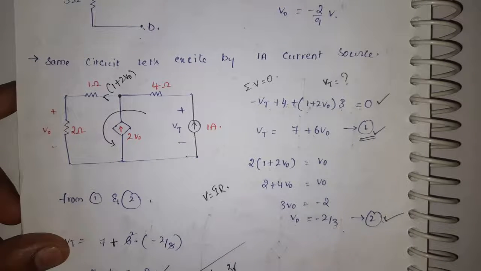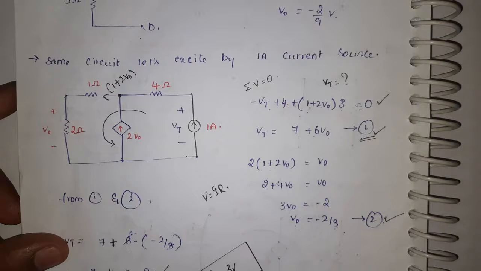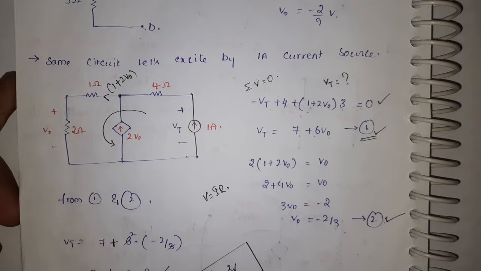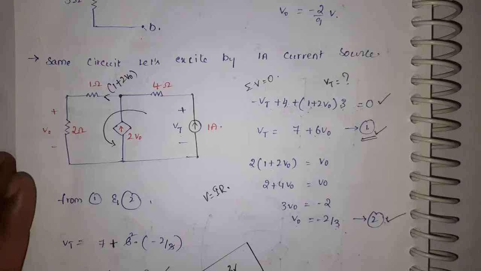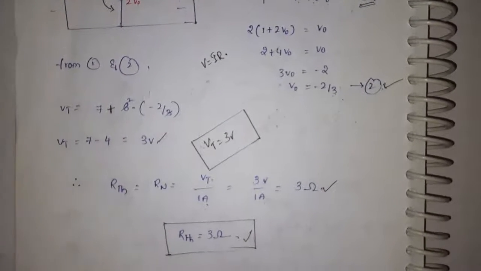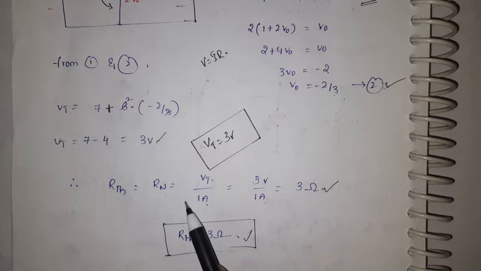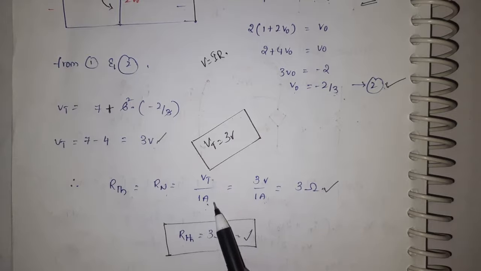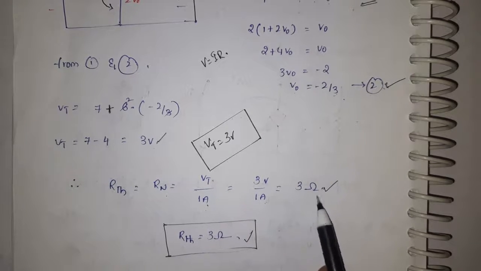And what is the procedure when we excite the circuit by 1 ampere? RTH will be Vt by 1 ampere. We got the value Vt as 3 volt, and RTH equal to Vt by 1 ampere, that is 3 volt by 1 ampere equal to 3 ohm.